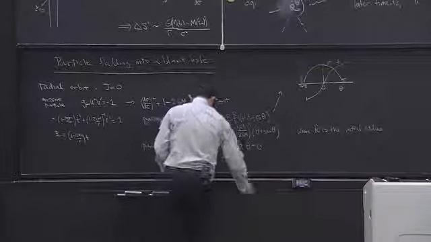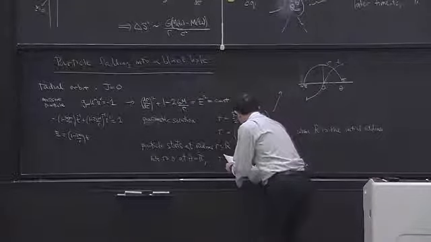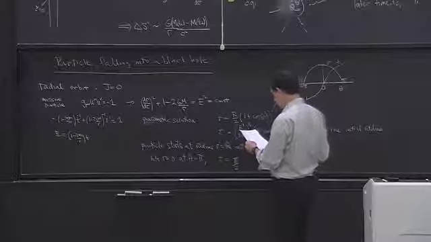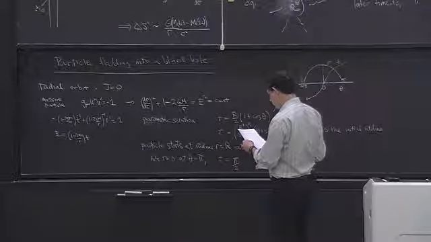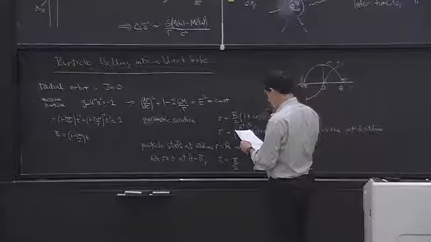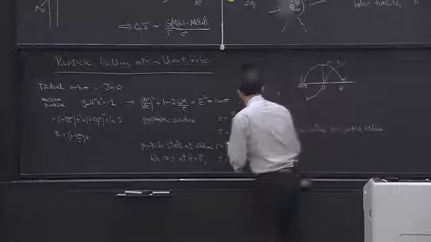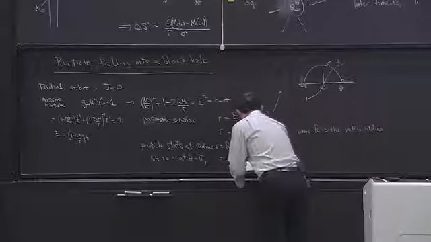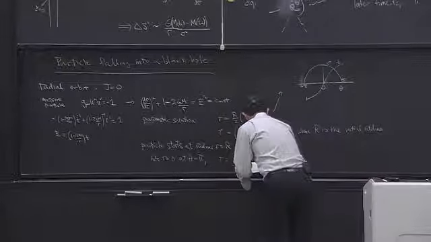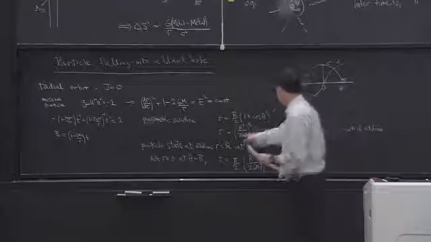And tau is equal to pi over 2 times R cubed over 2GM to the 1/2. Okay, so I just pulled out a factor of 4.